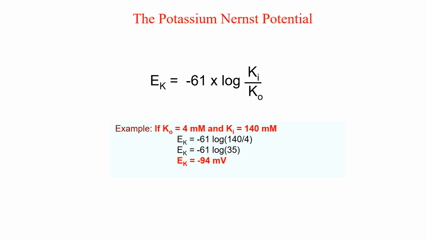What this means is that at -94 millivolt, the concentration gradient and the electrical gradient have achieved an equilibrium. If it is -70 millivolt, then what will happen? Then we have more of a concentration gradient for potassium, so more potassium will leak outside the cell. And if the value is -100 millivolt, it means that we have more of the electrical forces opposing the movement of potassium, so we don't have any movement of potassium.